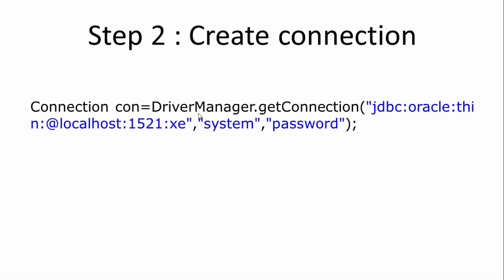Okay, now the second parameter is system, which is the username. Now the default username for Oracle database is system, right? And that is the reason why I've added system over here. And the last parameter is password. Okay, so this is the same password which you have entered while installing your Oracle. Okay, so this is how we create a connection.